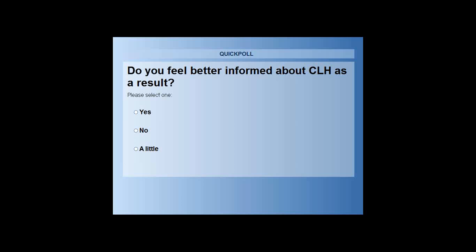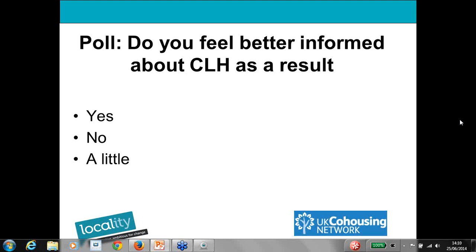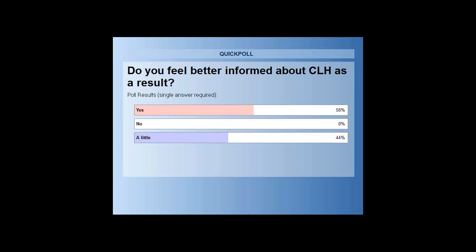I'm going to go ahead and close the poll, and I can see that the majority have answered, 56% have answered yes, and 44% of people feel a little better informed.